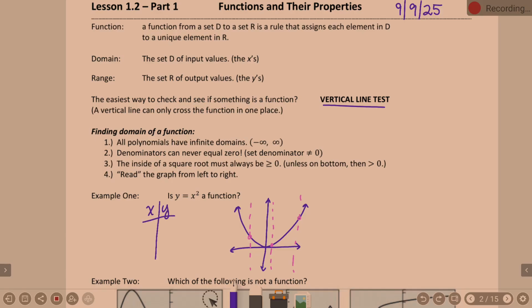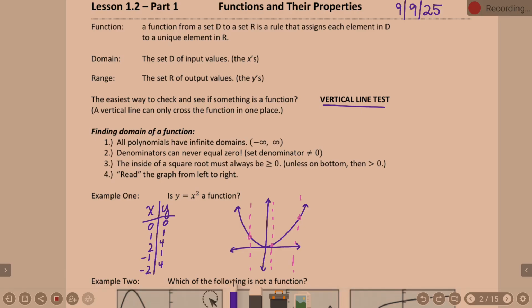You don't have to know XY values, but could you think about them? If you put 0 in, you're going to get 0. If we put 1 in, 1 squared is 1. If we put 2 in, we're getting 4. Now, I'm going to hop to negatives. What if I put negative 1 in? You get positive 1. If you put negative 2 in, you get positive 4.